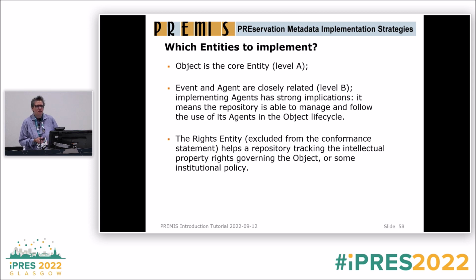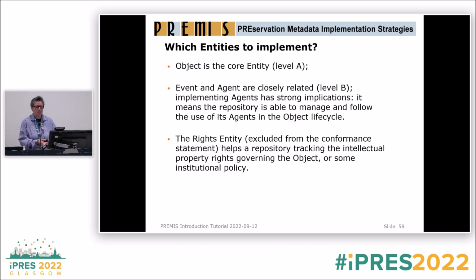But the rights entity is currently excluded from the conformance statement. It does help a repository to track intellectual property rights. We did talk about that this morning. Also about institutional policy to some degree. But it's really complex, and as we also learned, it's evolving. So in a future version of the conformance statement, there might be room to include rights in that framework, but it's currently not included, so you don't have to implement it to achieve level B.